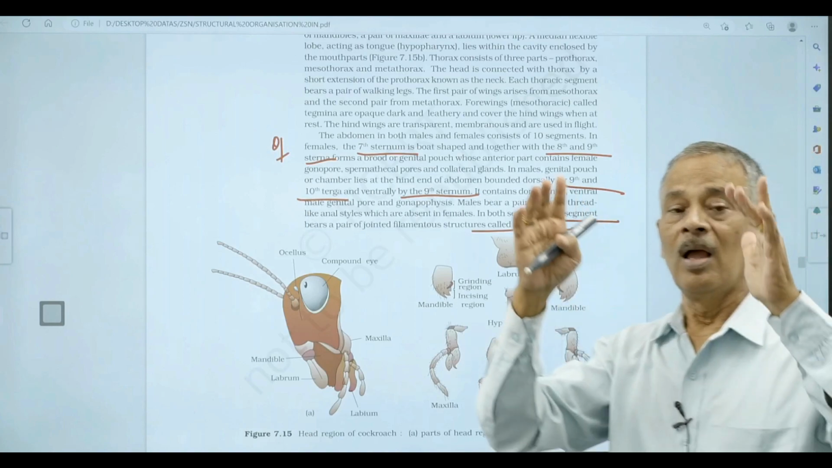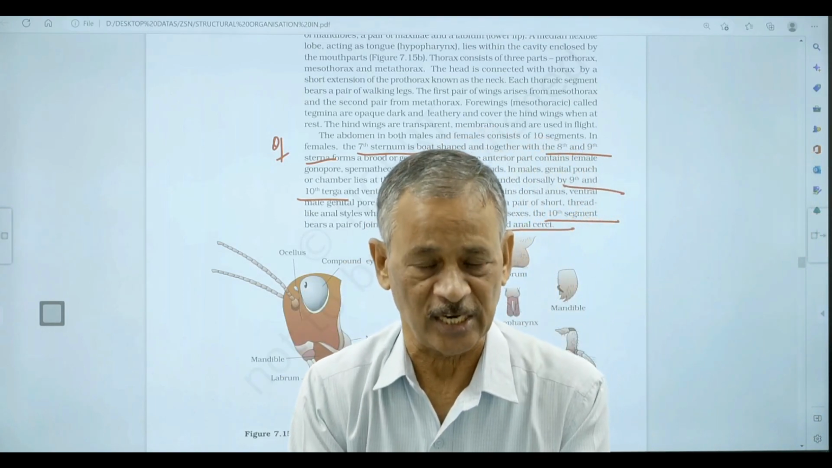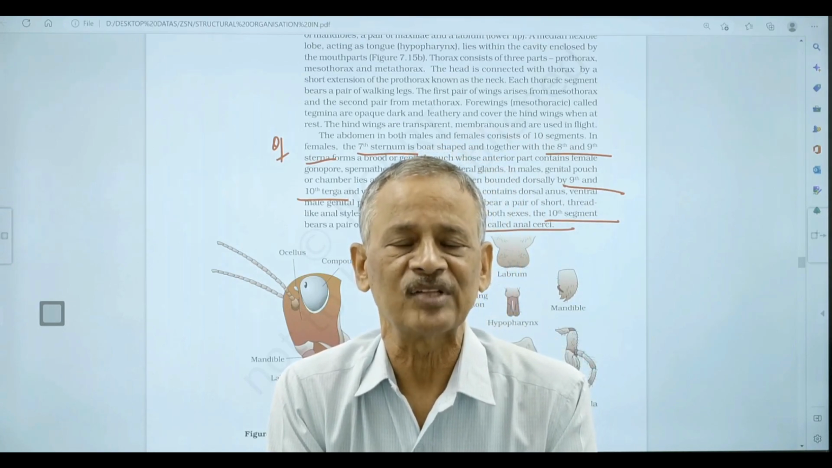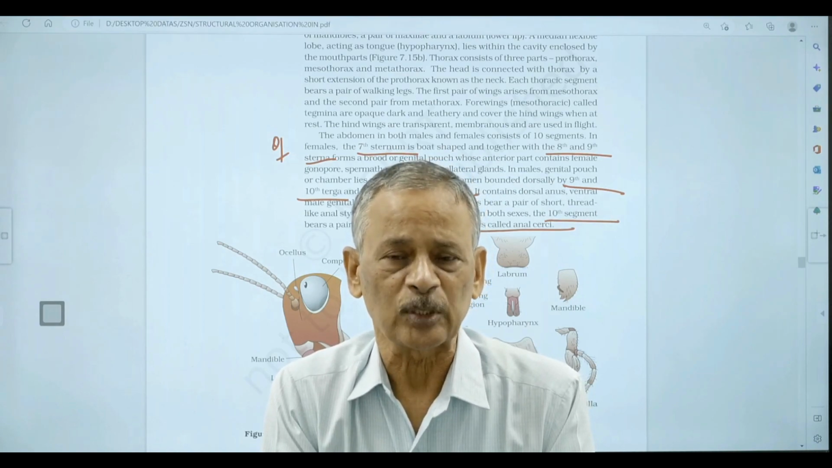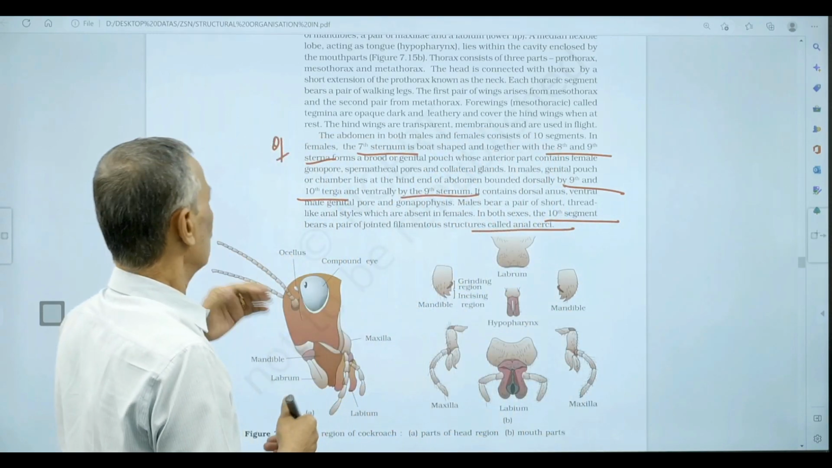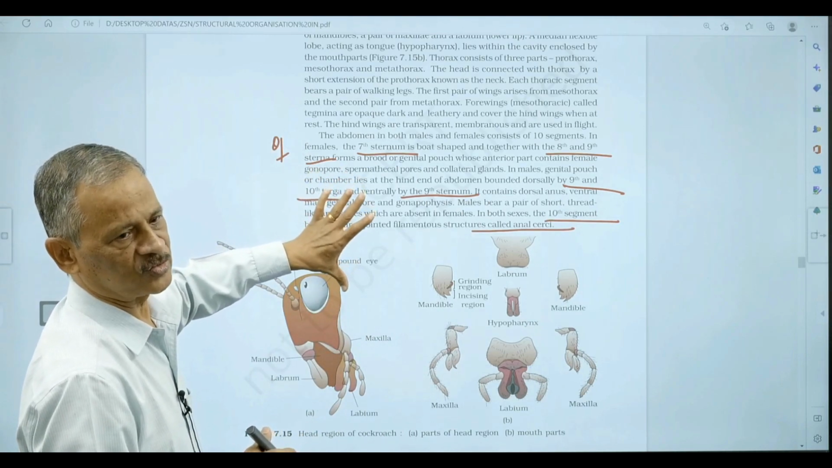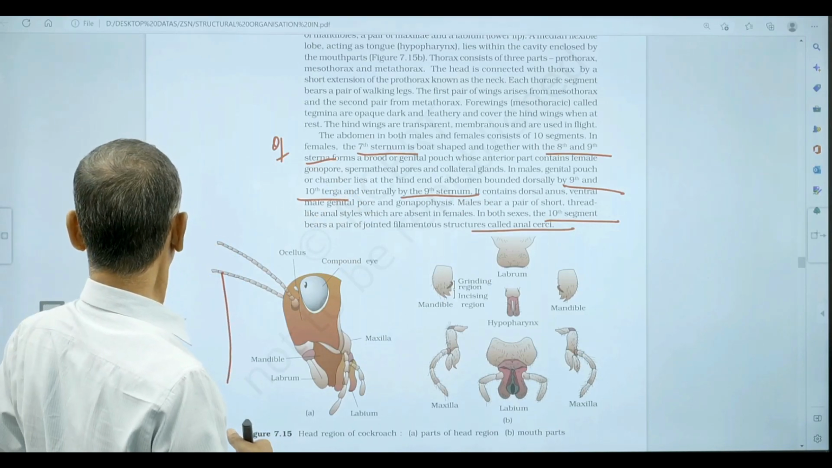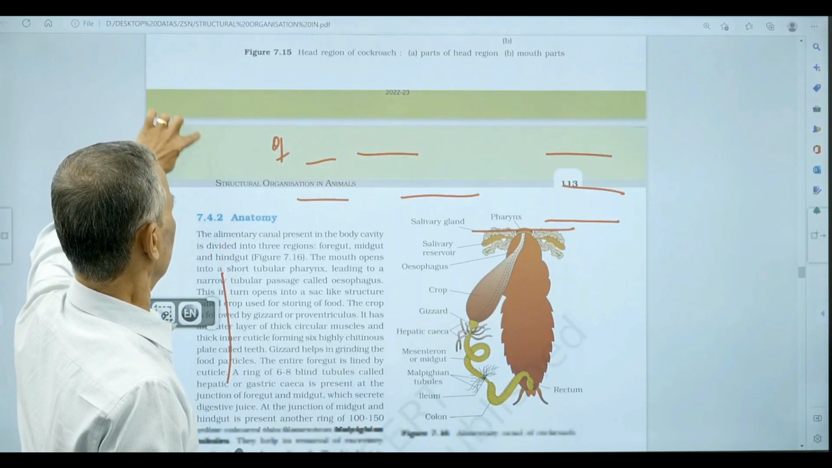Cockroaches are dioecious. Sexes are separate. In insecta, sexes are separate. Males and females are there. Male and female reproductive systems are present in different individuals. Okay. So, abdomen is bearing no wings, no legs. Is that clear? It is made up of 10 segments. Now, we pass on to the anatomy, internal structures.